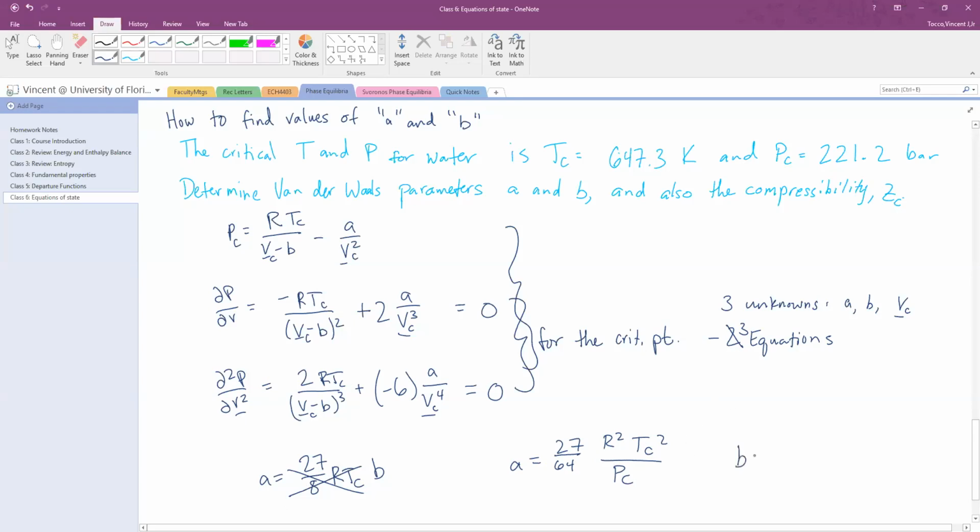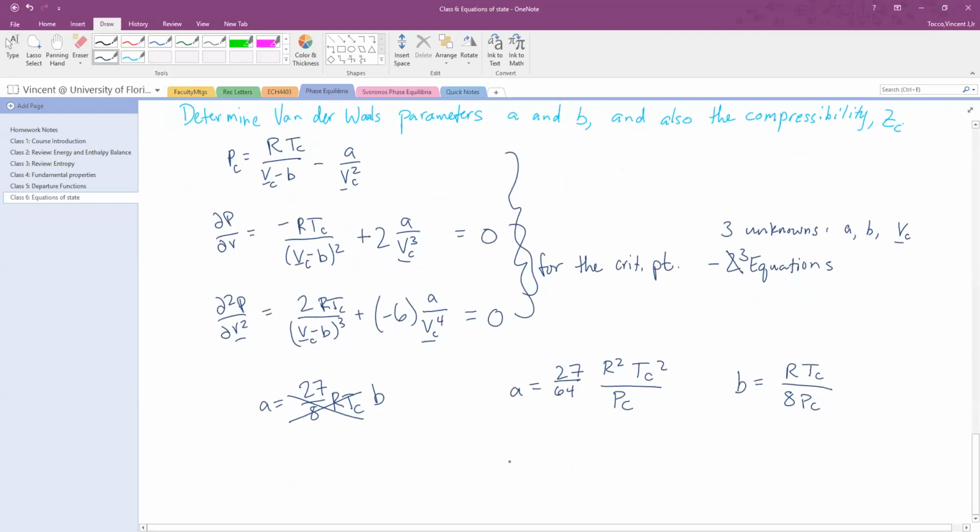We know the gas constant, critical temperature, and critical pressure are given to us. B, the parameter, is equal to RTC over 8PC. In that expression that I gave you before, you should be able to plug in this B and get back that expression for A. And then critical volume in terms of the critical temperature and critical pressure: V bar C is equal to 3/8 RTC over PC.